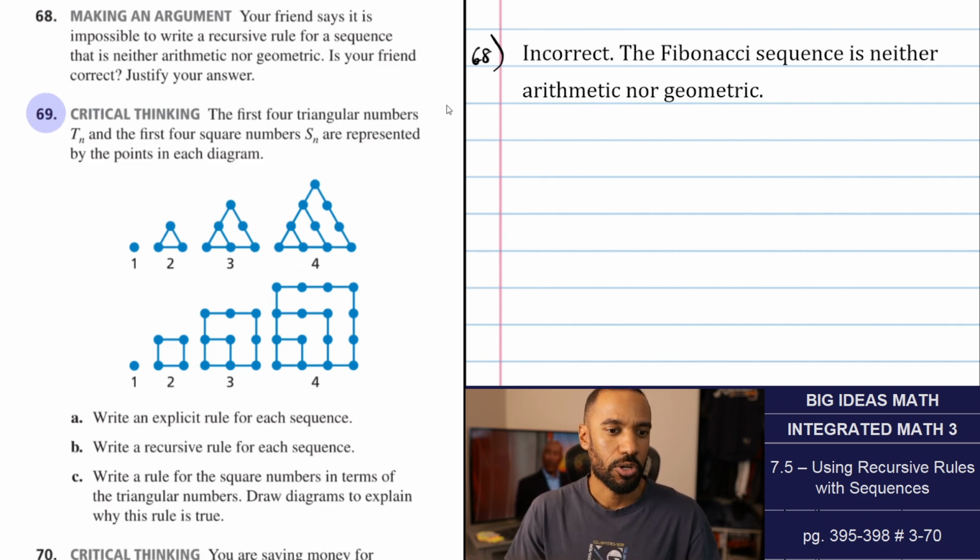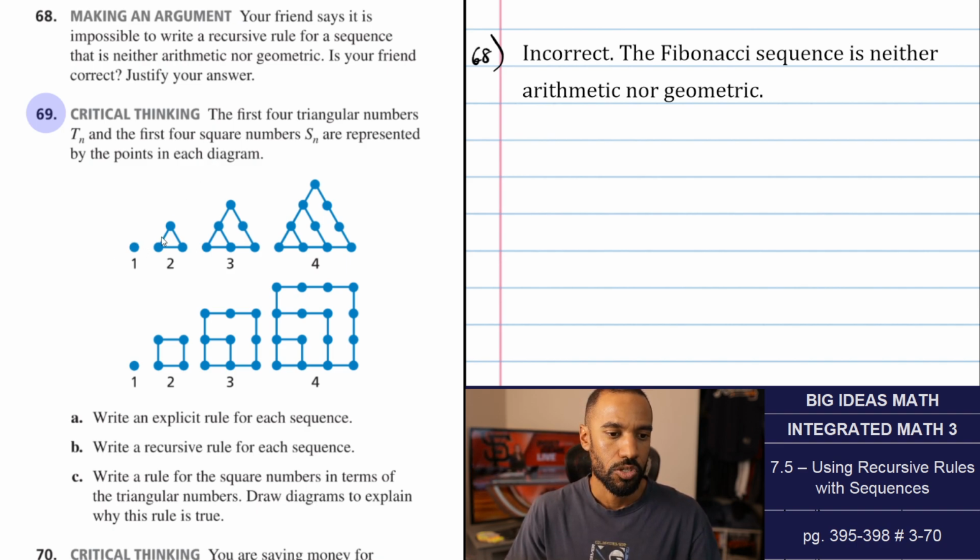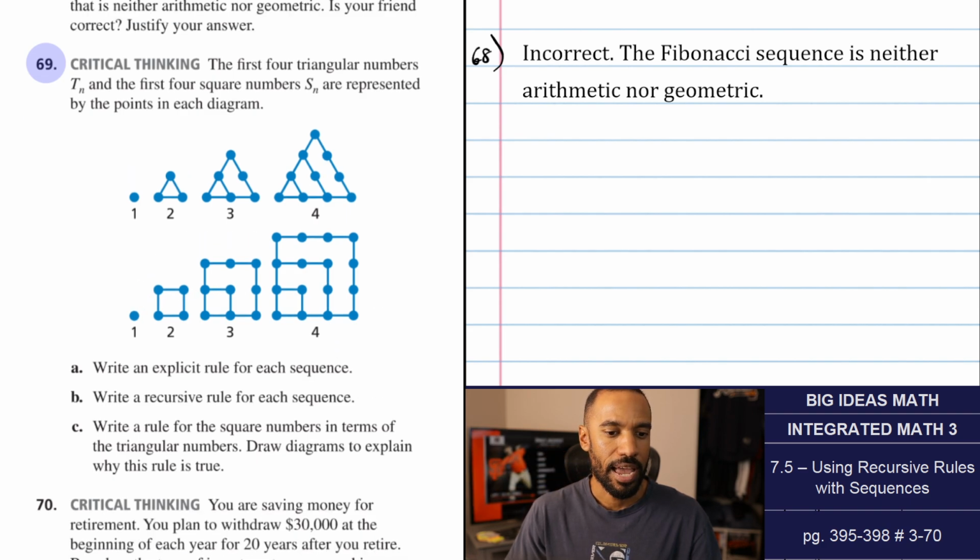All right, number 69, critical thinking. The first 4 triangular numbers t sub n and the first 4 square numbers s sub n are represented by the points in each diagram. So the triangular numbers, we got 1, 3, 6, 10. Square numbers, we got 1, 4, 9, 16. Write an explicit rule for each sequence.